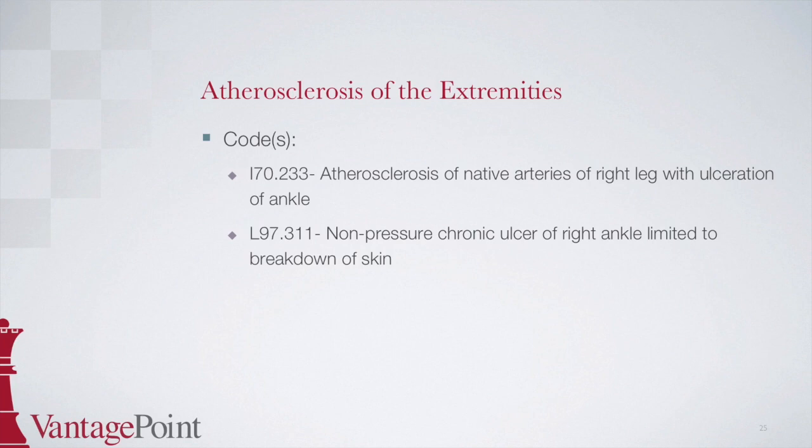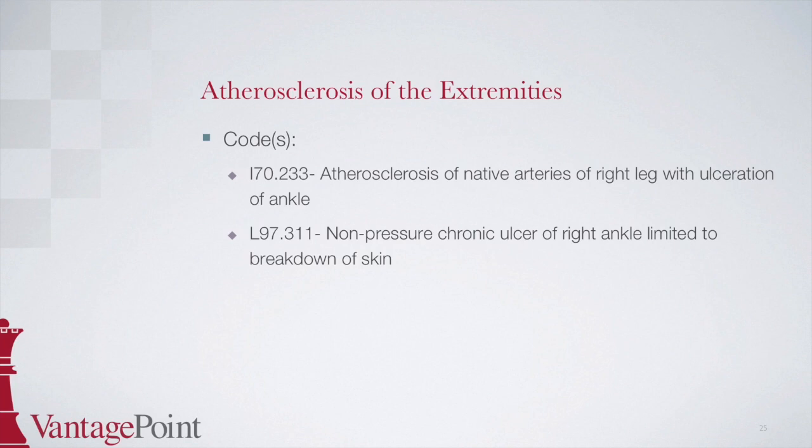Indented under leg is the word right, followed by with, and then indented below this is ulceration, then ankle, which points to code I70.233, which you would then confirm in the tabular list. When you confirm in the tabular, there is a note under subcategory I70.23, which states use additional code to identify severity of ulcer, category L97. Therefore, the second code is L97.311, non-pressure chronic ulcer of right ankle limited to breakdown of skin.